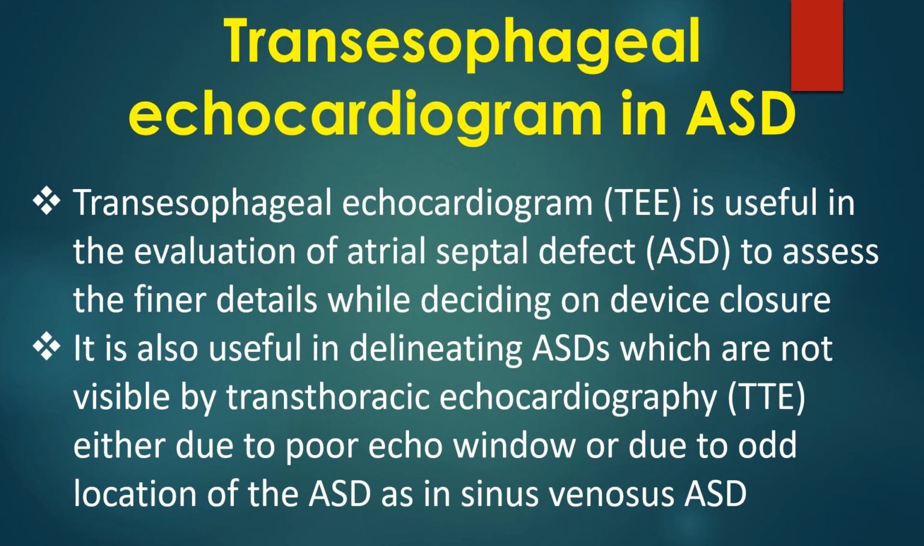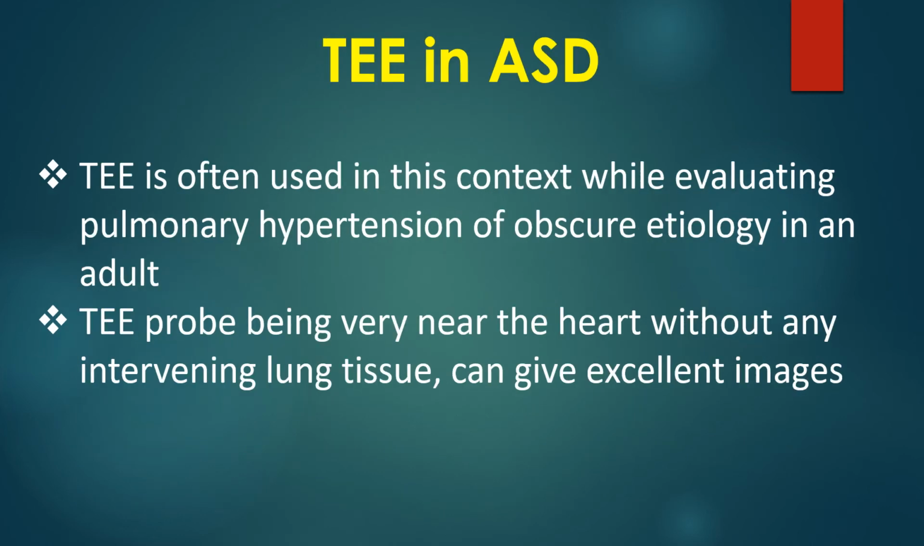Transesophageal echocardiogram is useful in the evaluation of ASD to assess the finer details while deciding on device closure. It is also useful in delineating ASDs which are not visible by transthoracic echocardiography, either due to poor echo window or due to odd location of the ASD, as in sinus venosus ASD. TEE is often used in this context while evaluating pulmonary hypertension of obscure etiology in adults.